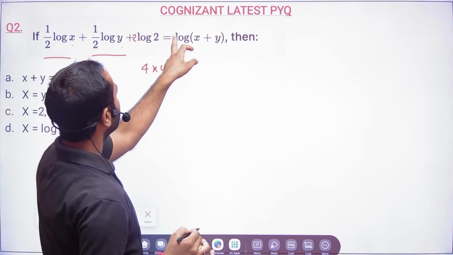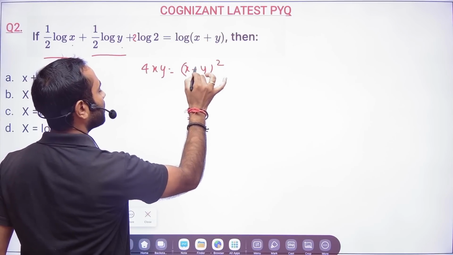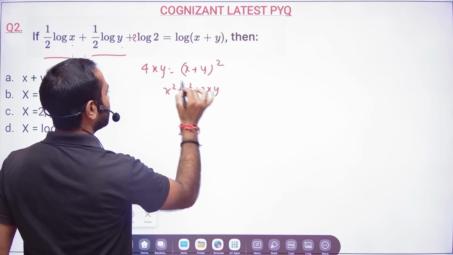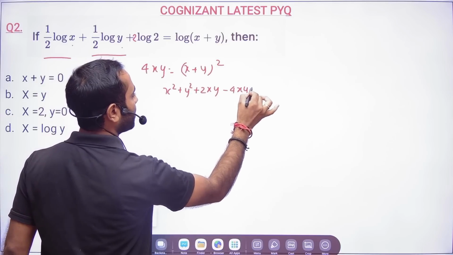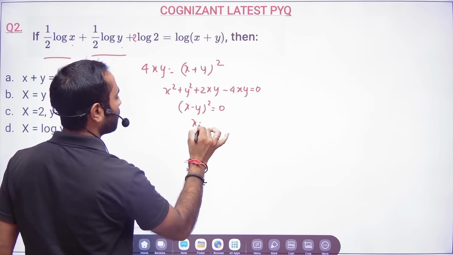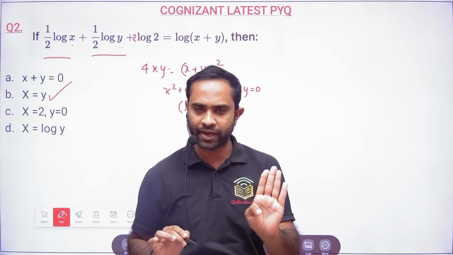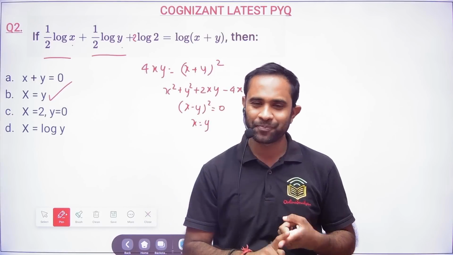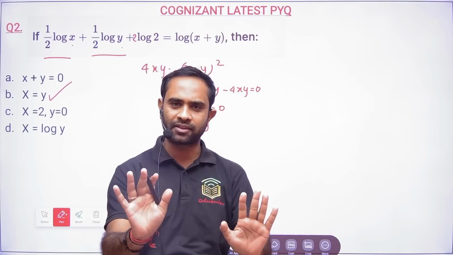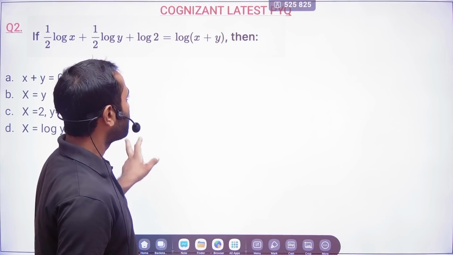And here, if you multiply by 2, it will go and sit as (x plus y) squared. Clear? Then if you expand, x squared plus y squared plus 2xy, this will come to this side, minus 4xy is equal to 0. So (x minus y) whole squared equals 0, so x will be equal to y. Option B will become the correct answer. So in just 3 to 4 lines, you will be able to get the answer. But you need to know the logarithm properties, and I took you through it step by step so that you get complete clarity of the problem. Now, let us move towards question number 3.